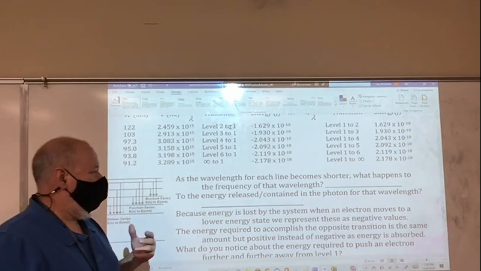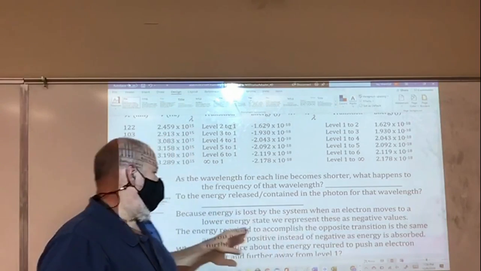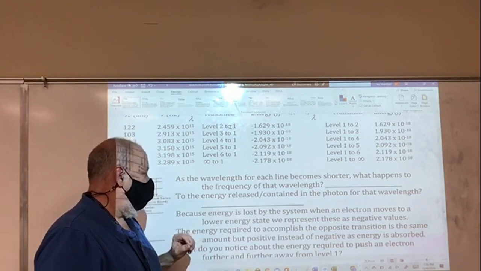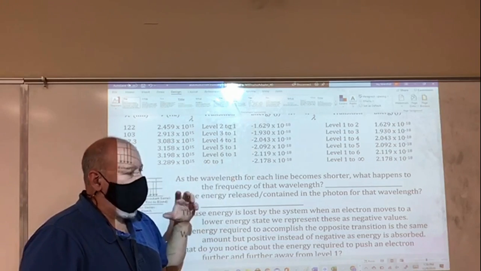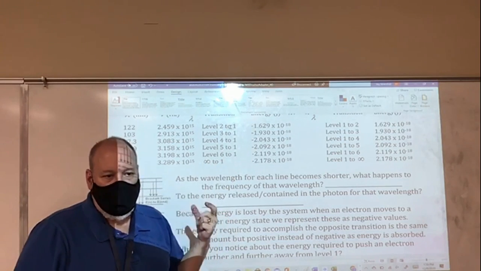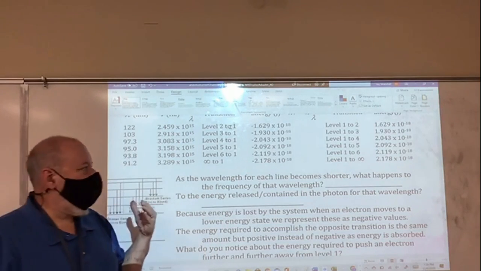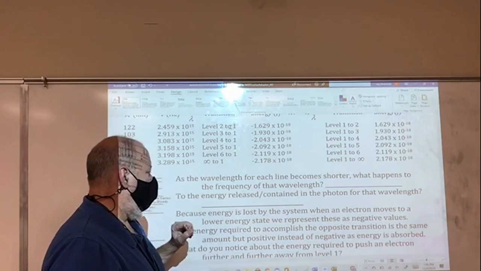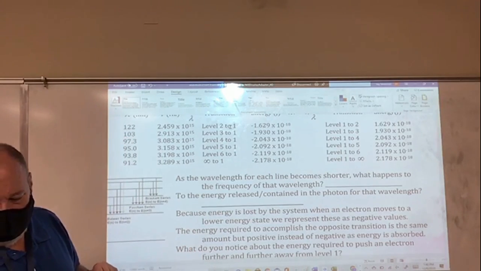Now, because energy is lost by the system when an electron moves to a lower energy state, we represent these as negative values, okay? And again, the negative value doesn't mean I have a smaller number. It means I have a larger number at a loss, right? So the energy required to accomplish the opposite transition is the same, but positive instead of negative because the energy is absorbed.